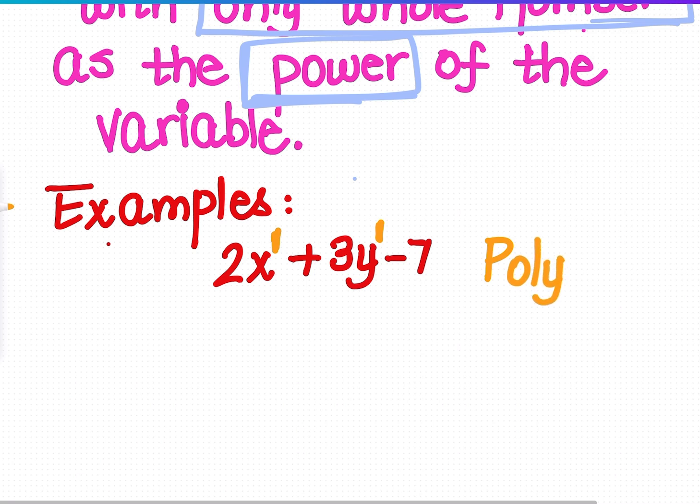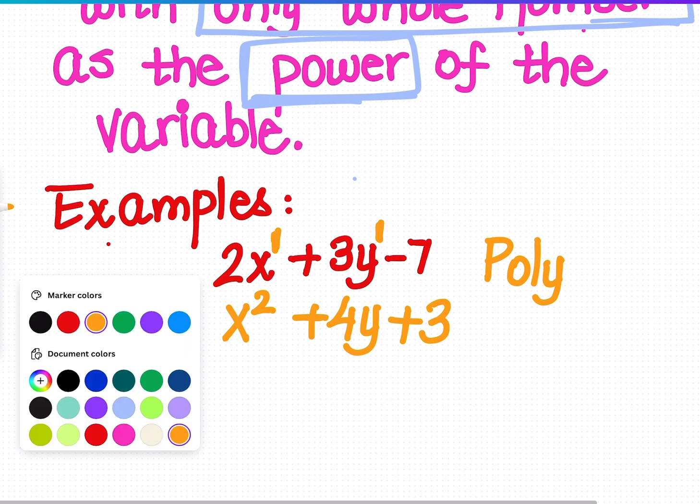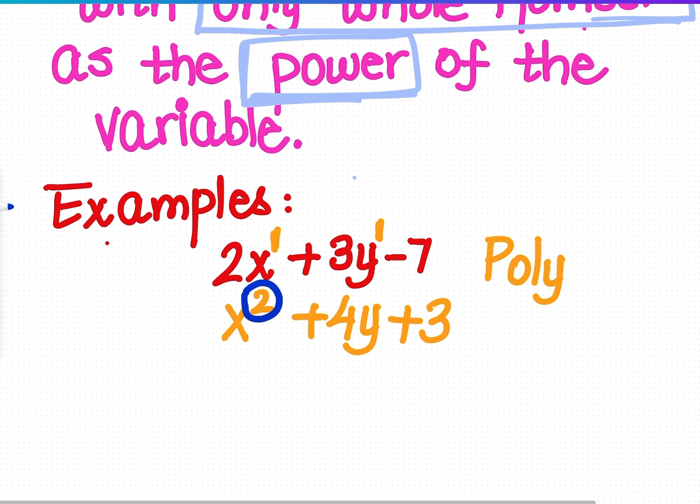All right, our next one is x squared plus 4y plus 3, and this also, as you can see, the powers here are whole numbers. So we can say here the power is a whole number, also a whole number, so we can say that this is a polynomial also.